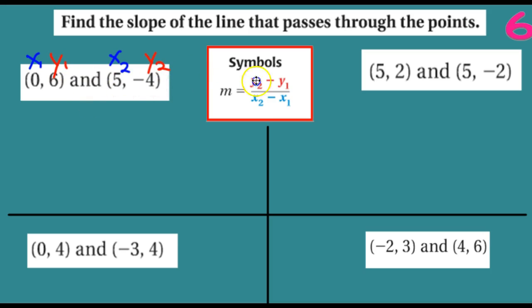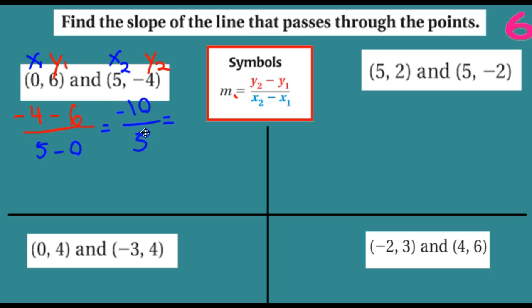Now we're going to use these numbers in this equation. It says m equals y2 minus y1, where y2 is -4 minus our y1, which is 6, over x2 minus x1. x2 is 5 minus 0. So -4 minus 6 gives us -10. 5 minus 0 gives us 5.